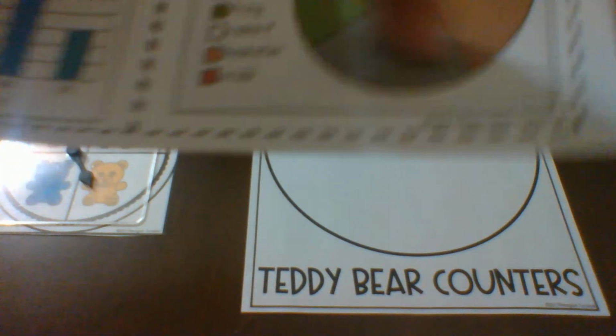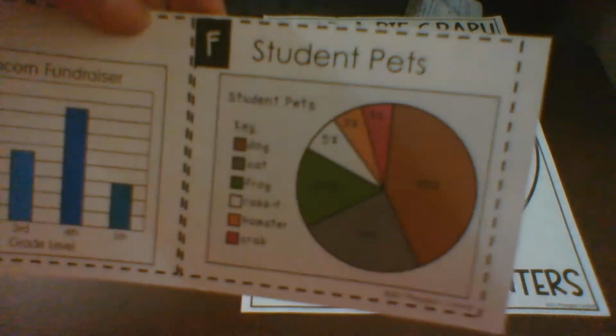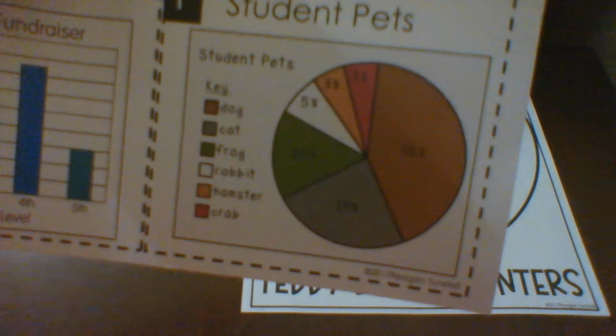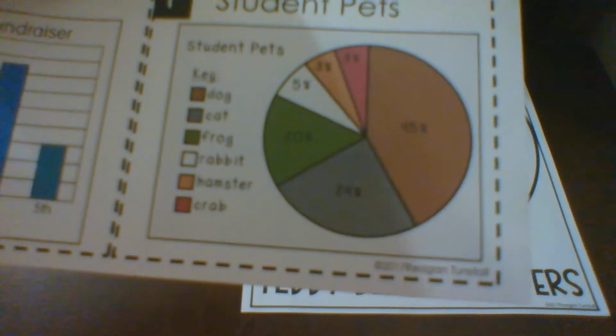And of course, if it doesn't have the labels, it needs a key. If it doesn't have the labels right on the pie graph, it needs a key to tell us what the colors mean. All right, very good, boys and girls.